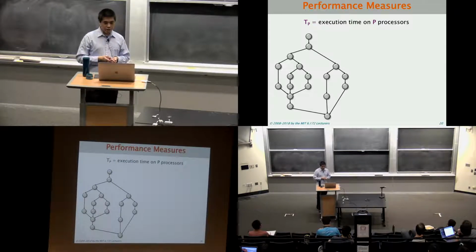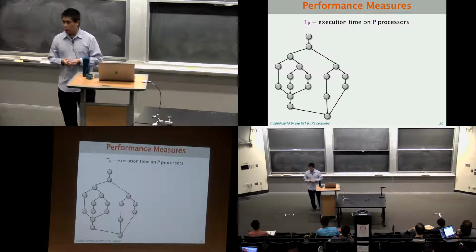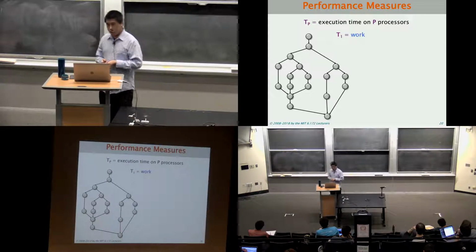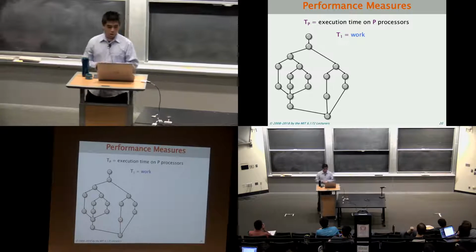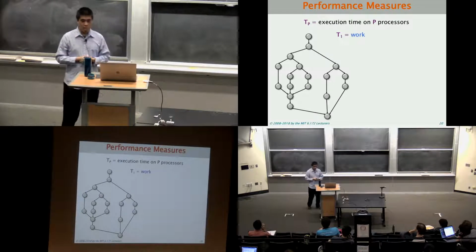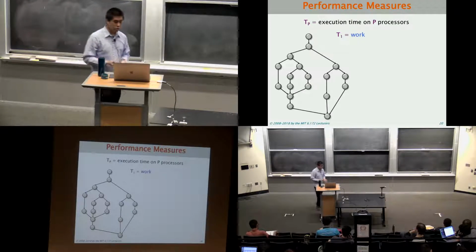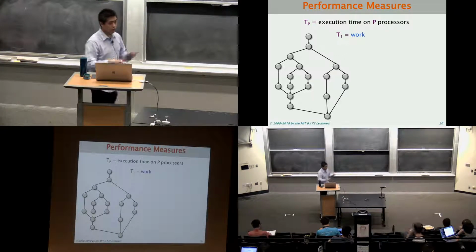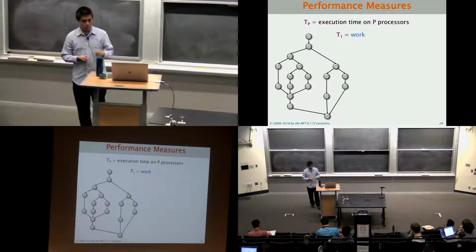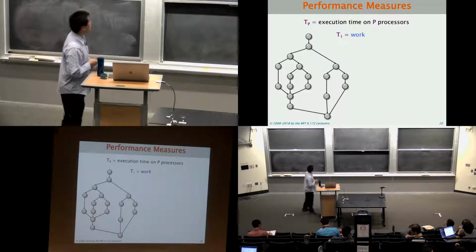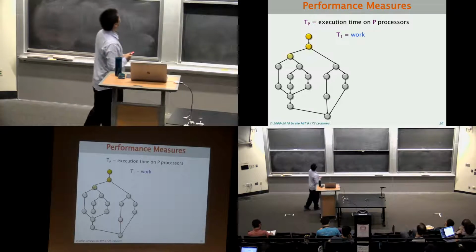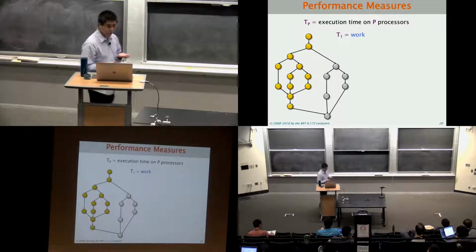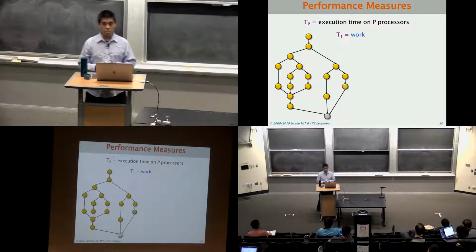OK, so we're going to define T sub p to be the execution time of the program on P processors. And T sub 1 is just the work. So T sub 1 is if you executed this program on one processor, how much stuff do you have to do? And we define that to be the work. Recall in lecture 2, we looked at many ways to optimize the work. This is the work term. So in this example, the number of nodes here is 18. So the work is just going to be 18.